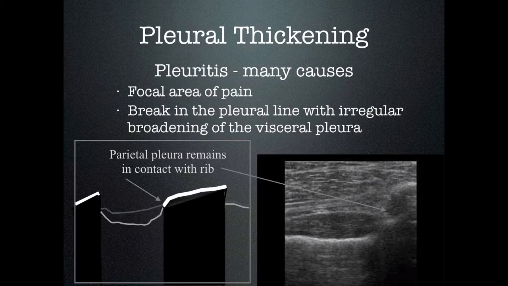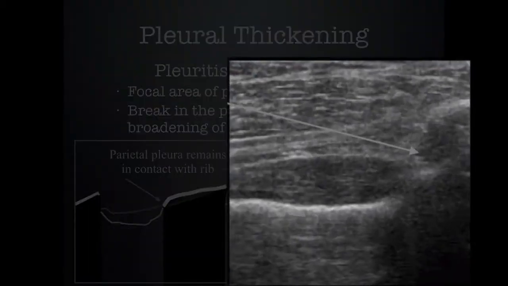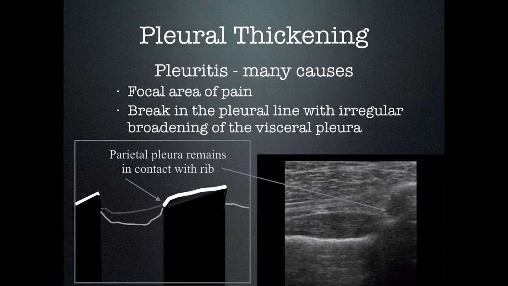And the way you know that it's the visceral versus the parietal pleura is the parietal pleura is still very adherent to the rib. So we can see it in the diagram. The parietal pleura comes up under the rib and it remains a very thin line. On the ultrasound image, you can see how the parietal pleura comes right under the rib. It's the visceral pleura that has been thickened.